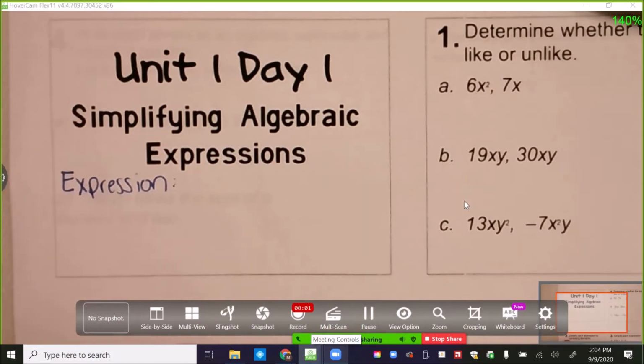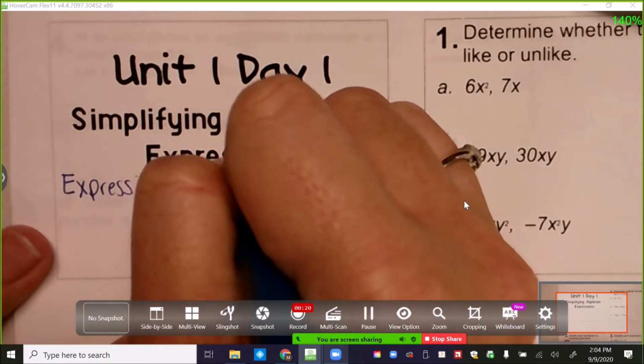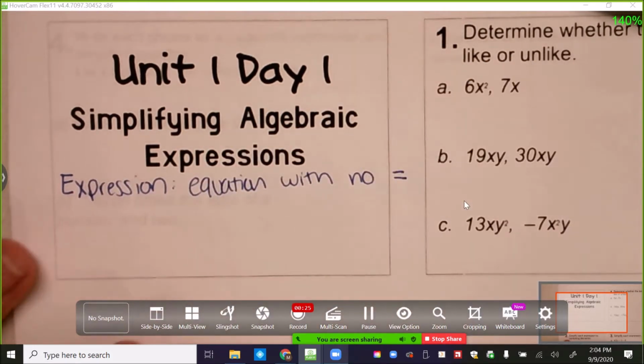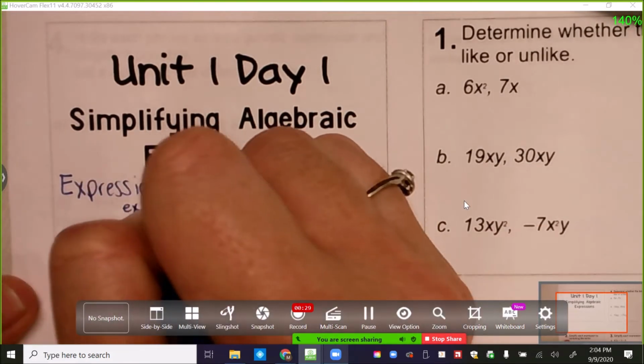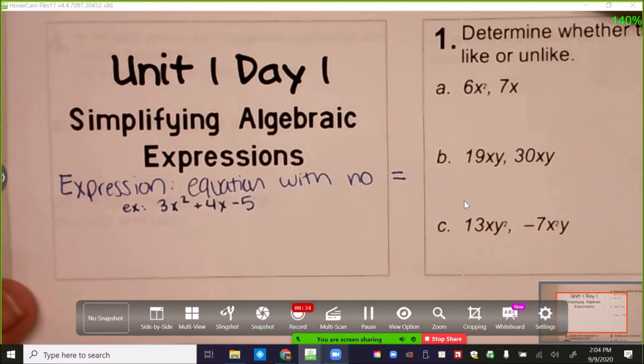So we are going to do the definition of expression. Who knows what an expression is? So it's kind of like an equation, but it does not have a what? No, it can have an x. It doesn't have an equal sign. Okay, so it's kind of like an equation with no equal sign. So for example, 3x squared plus 4x minus 5 is an expression because there's no equal sign.